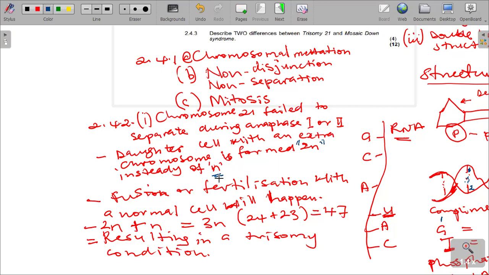So the fusion or fertilization with a normal cell will take place, where 2n plus n is equal to 3n, or 24 from the one with 2n plus the normal one, which is n, gives us 47, resulting in a trisomy condition. Then that's what is happening there in terms of 2.41.